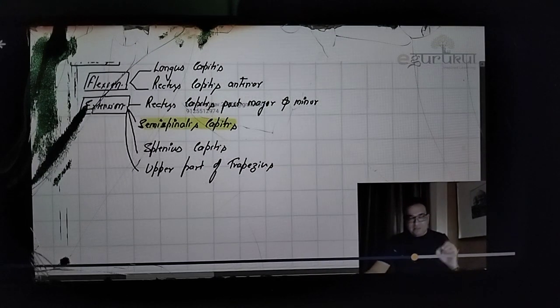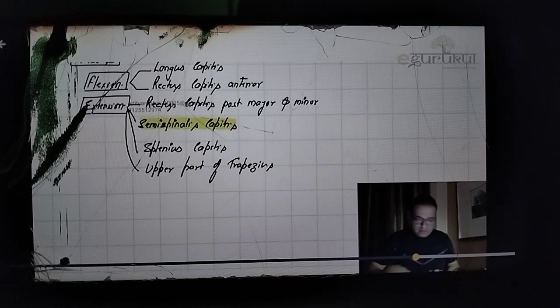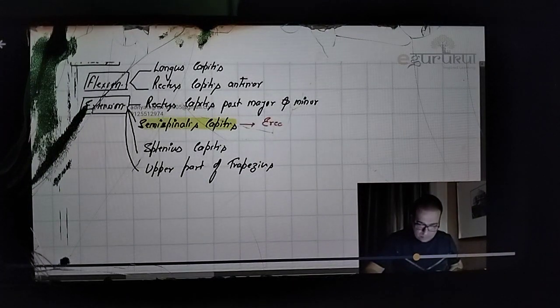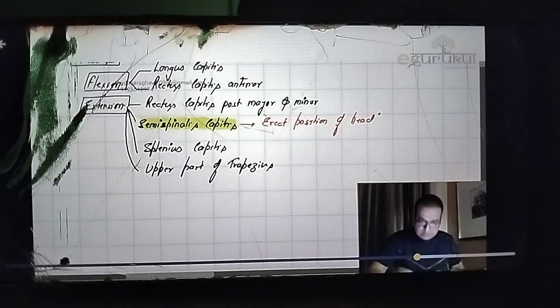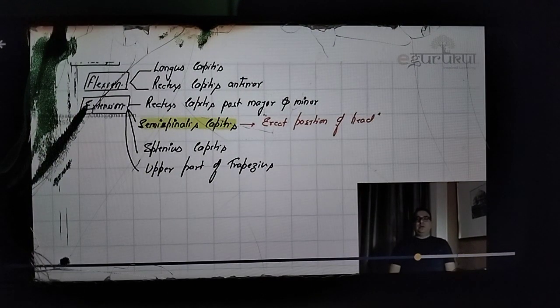So the muscle semispinalis capitis is the muscle that, in normal day-to-day activity, keeps your head straight and your neck straight, erect, with your eyes facing front. That is because of this muscle only. This semispinalis capitis, extensor of the neck, is the one which is responsible for the erect position of the head. So this muscle is almost active all the time. It is the one which is keeping your head in the erect position like this. If this muscle is not working, then obviously your head will fall forward because of the center of gravity.